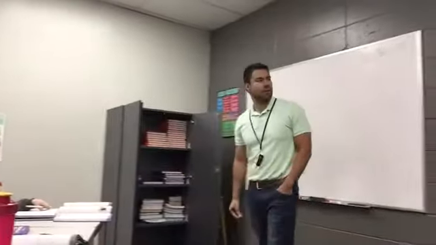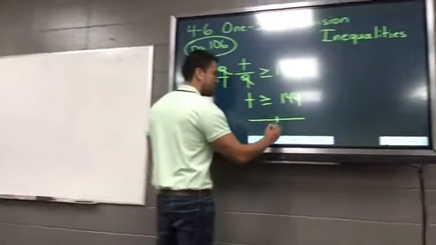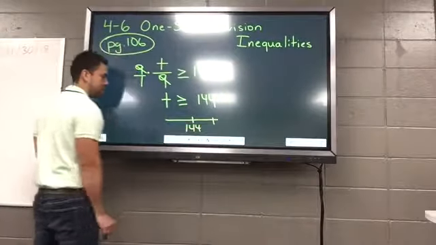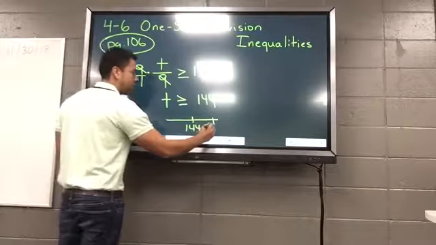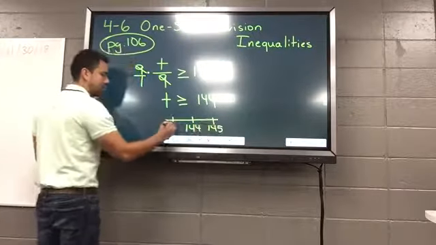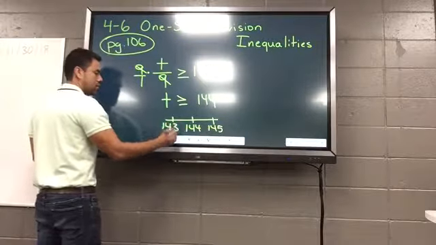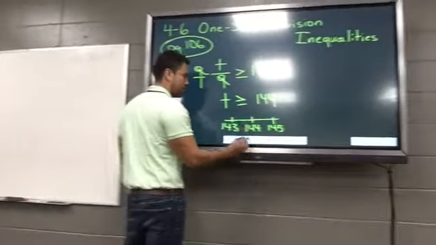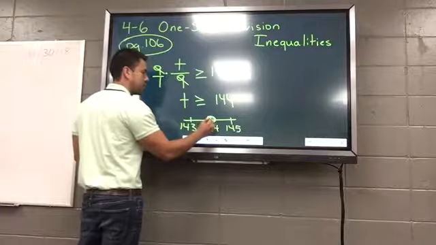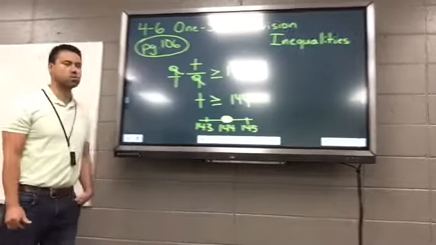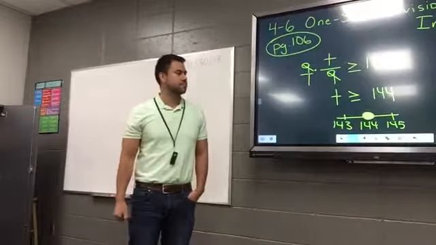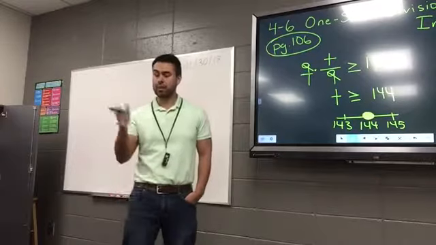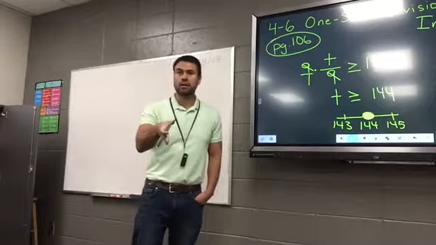Philip, what number goes to the right? What number should I put here? 145. On the left? Good. Hagen, what kind of circle goes on 144? Closed. Anna Grace, why is it closed? Because it's greater than or equal to. Good. It's greater than or equal to.